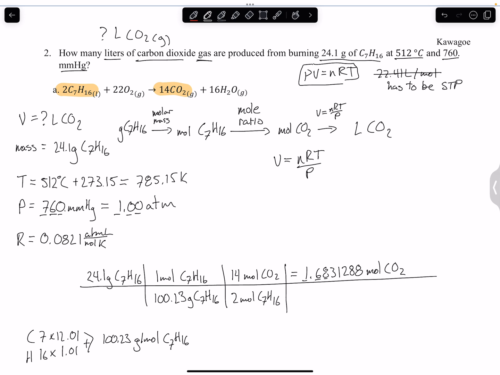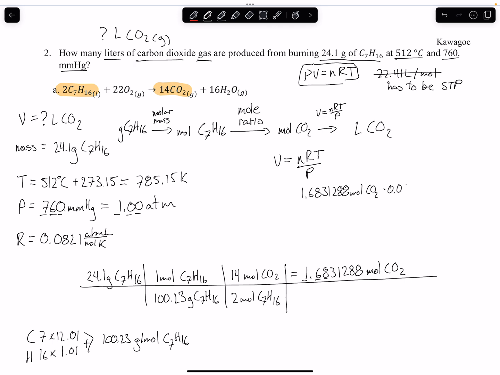So this will be 1.6831288. That's moles of CO2. Because I'm plugging in moles of CO2, I'm going to get volume of CO2. You have to make sure you're using the moles of the gas that you want to calculate the volume of. So I can't just plug any moles in and get volume of CO2.